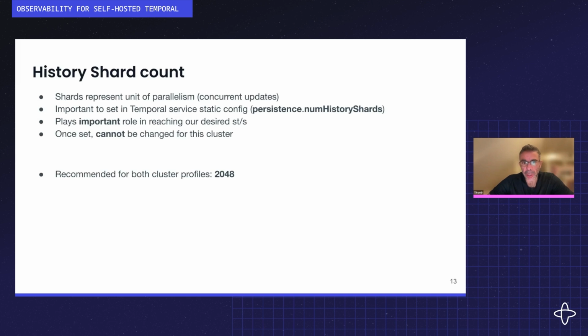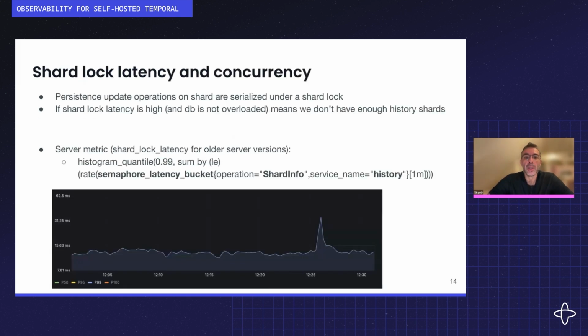The recommendation that we have for both cluster profiles is 2048, and that's kind of what we're going with. I think you can also go from there. A lot of users are currently running on a much lower shard count, and this is fine. As mentioned, with replication, you can move to a larger cluster that has a multiple of the shard count you currently have as well. But we're not going to cover that in the talk today.